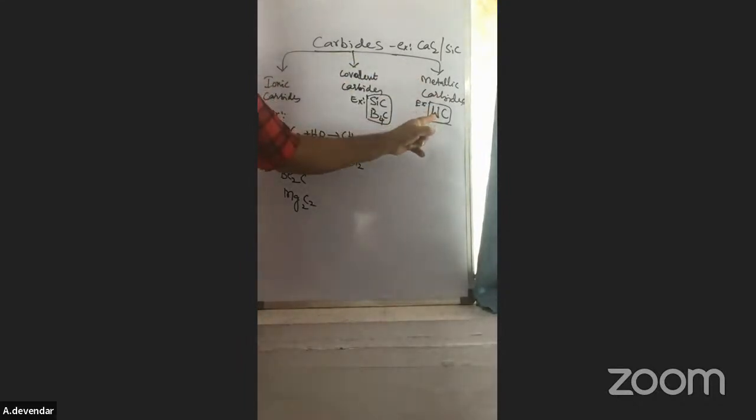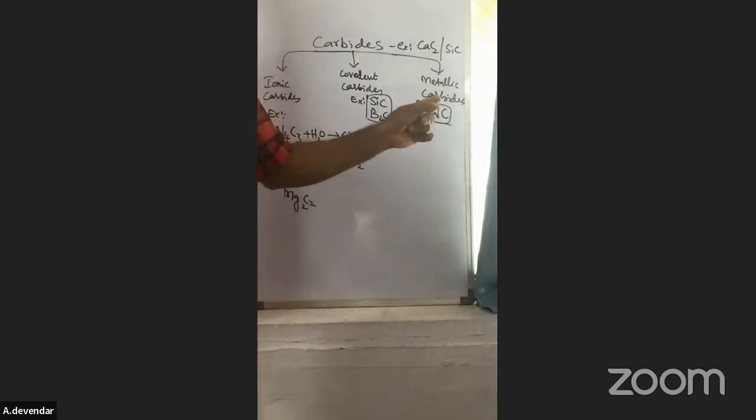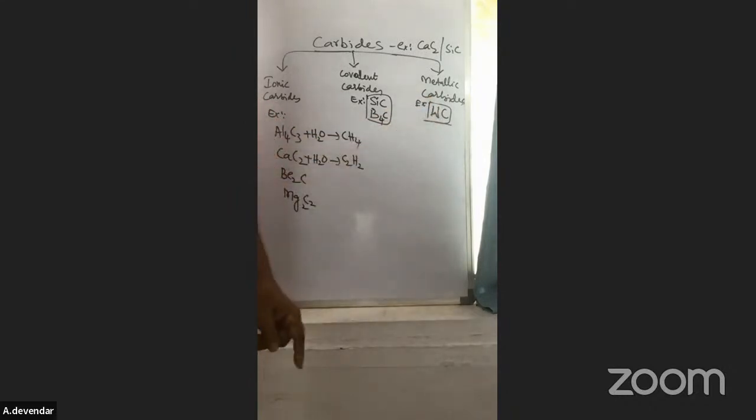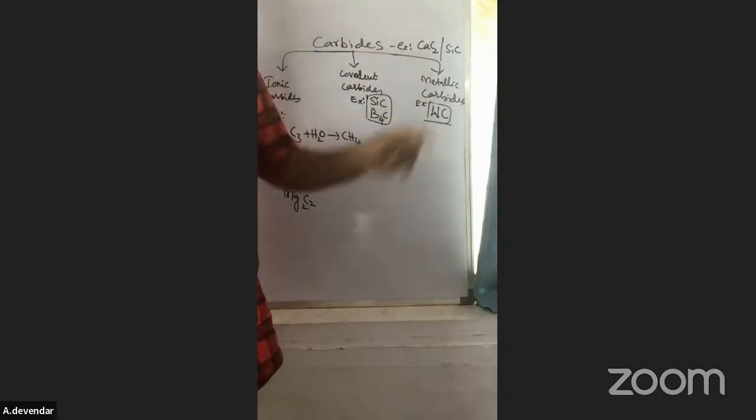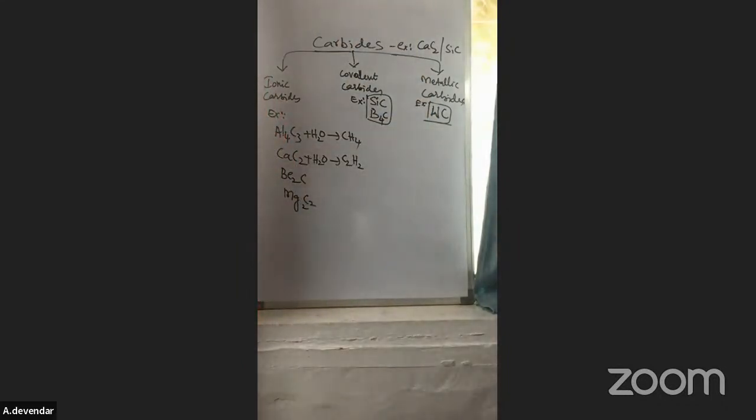The metallic carbide, tungsten carbide, is very, very strong. The filament used in bulbs is tungsten. Why? Because the melting point of tungsten is 3300 degrees Celsius. That's why it is used as the filament in bulbs. So that is about the carbides.